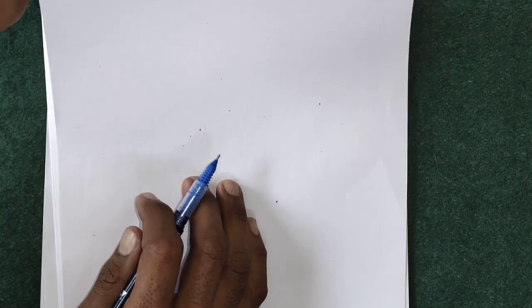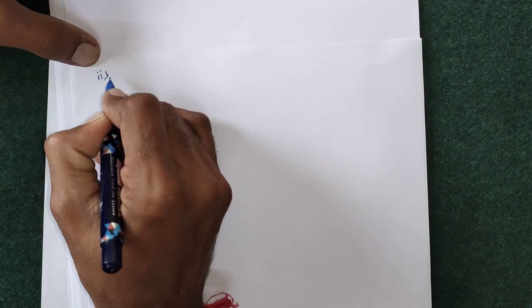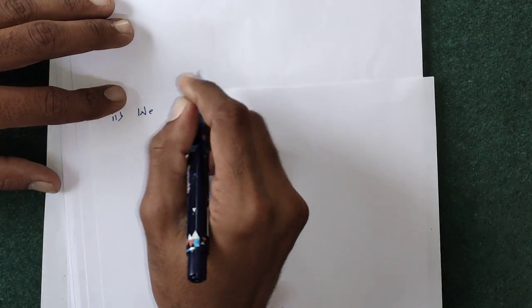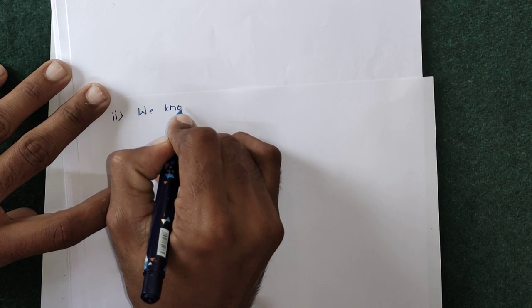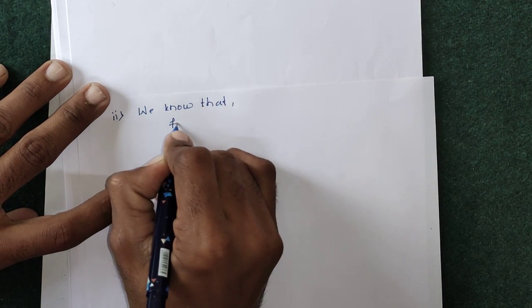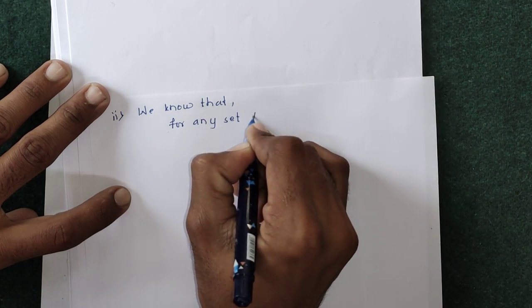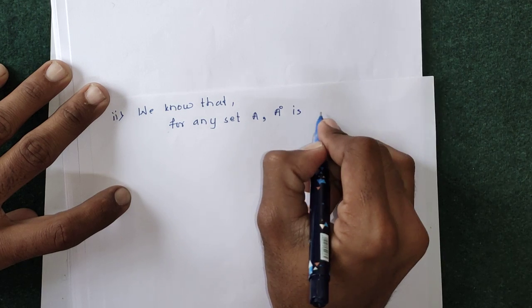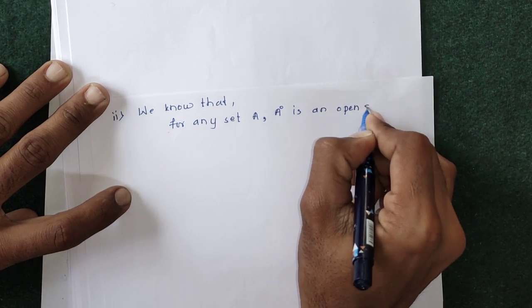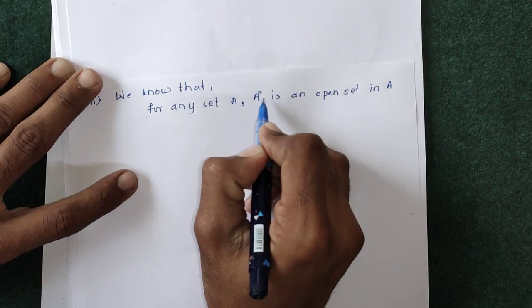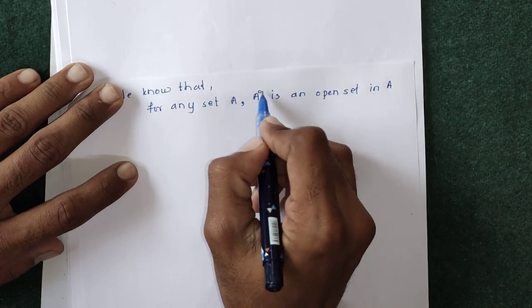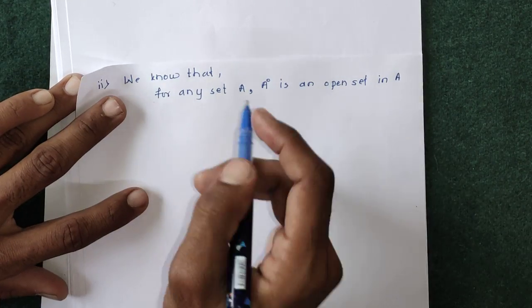The second statement is: A interior is the largest open set contained in A. To prove this, we know that A interior is an open set, because by the previous note, for any set A, A interior is an open set in A. Now we have to prove that this A interior is the largest. A interior is open, and if A interior is also the largest, then we can say that A interior is the largest open set.